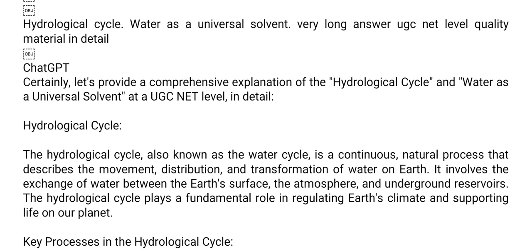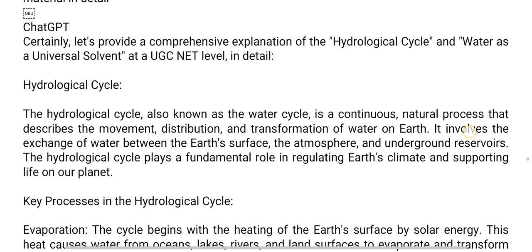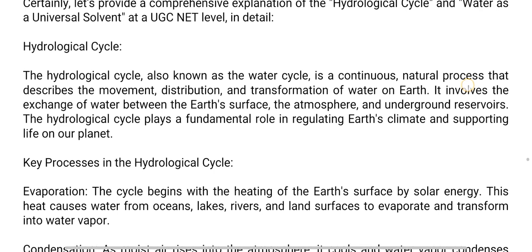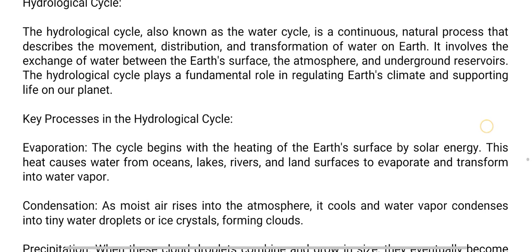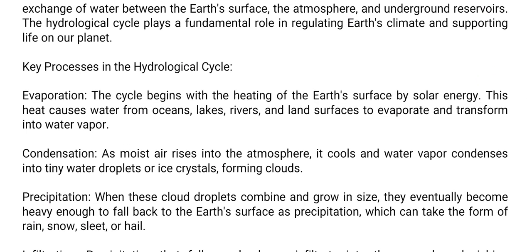The hydrological cycle, also known as the water cycle, is a continuous natural process that describes the movement, distribution, and transformation of water on Earth. It involves the exchange of water between the Earth's surface, the atmosphere, and underground reservoirs. The hydrological cycle plays a fundamental role in regulating Earth's climate and supporting life on our planet. Then, key processes in the hydrological cycle.